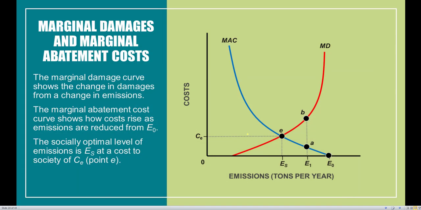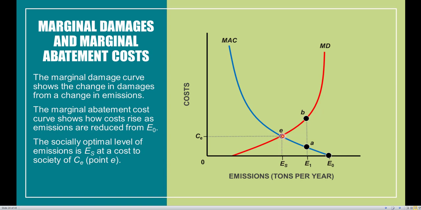So where's the socially optimum point going to lie? It's going to be exactly at the intersection of the MAC and MD curves where they're exactly equal to one another, where the cost of cleaning up is exactly equal to the cost of the damages of the pollution. And notice here, we have a socially optimum level of pollution that's equal to ES. So in economics, the goal is not to actually reduce pollution or emissions all the way down to zero because the cost of doing so would be extraordinarily high. Here, we have some type of positive amount of emissions at the socially optimum level, and that's something that you're going to see in a lot of environmental policy.